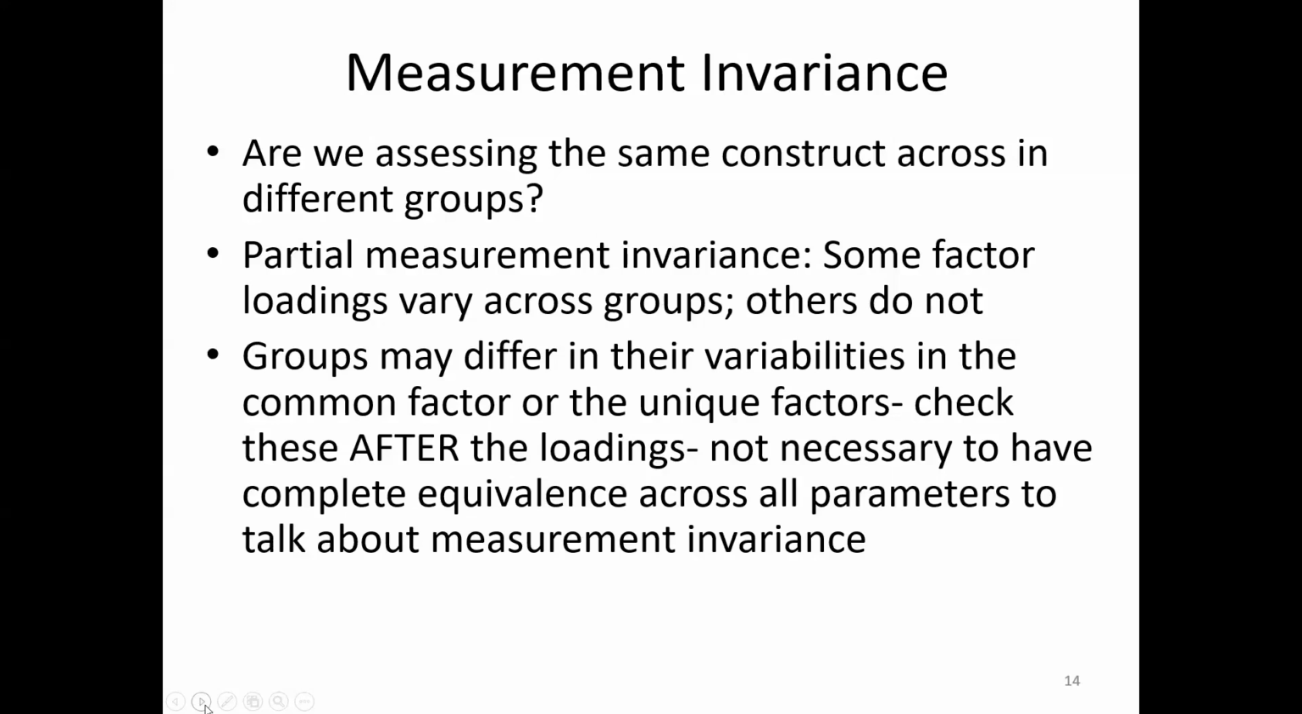So if you find an item really isn't functioning the same way across the two groups, you either delete the item or you allow the item to function differently across the two groups. It is better not to constrain an item to be equal that should not be constrained to be equal, basically. You should not just say, whatever, I'm just going to pretend I didn't see that.